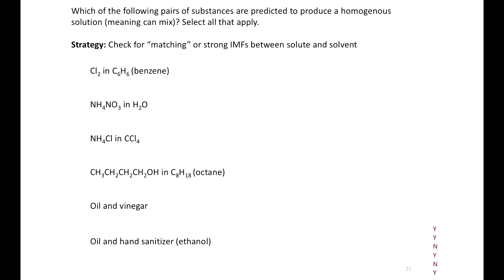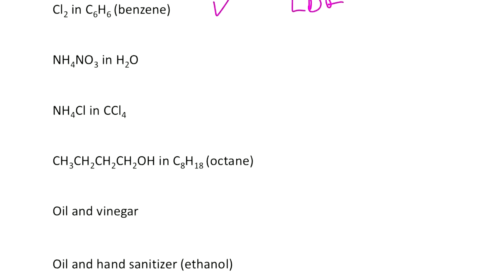No? What are we looking for again? Matching IMFs. Chlorine is what kind of molecule? Non-polar, so it's LDF. And then benzene, also non-polar, so will these mix? Yes, they will, because of LDF. Okay, this one's a little bit trickier.